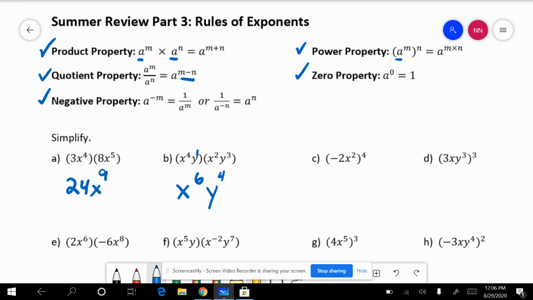For letter C, negative 2 to the 4th would be 4 negatives, and that would be positive 16. And then we multiply 2 times 4, which gives us 8.